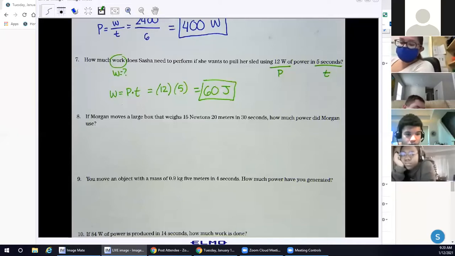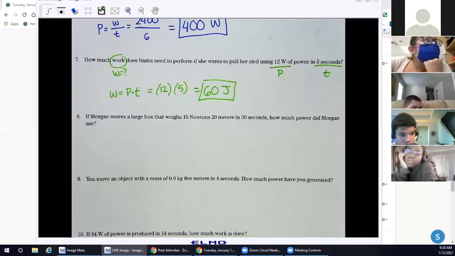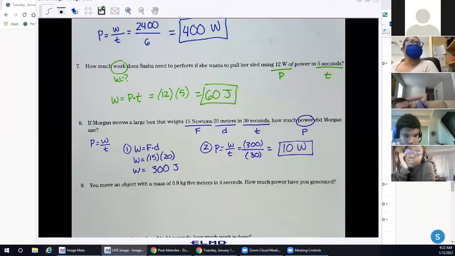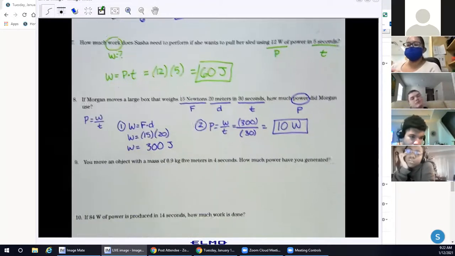Oh my goodness, why am I typing the wrong thing? 15 times 20. All right, got a couple of people answering that. Good job. It is 10 watts. Good job for using your new units. It is 10 watts.